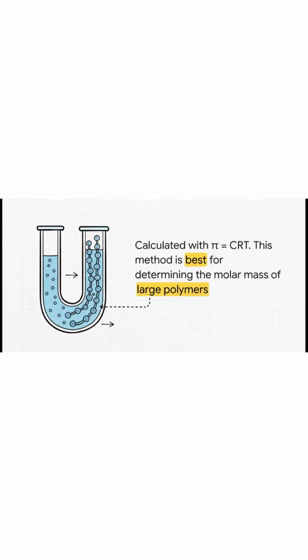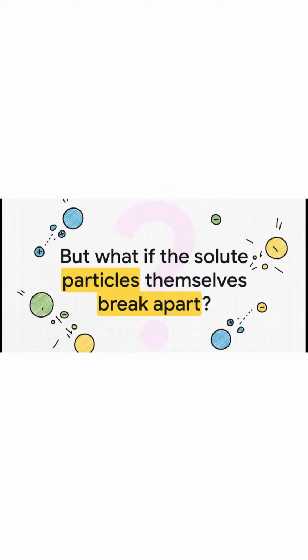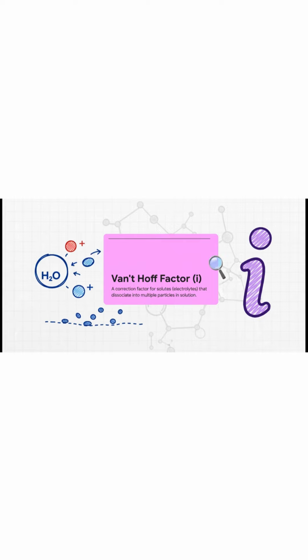Last one, osmotic pressure. This is the force that pulls a solvent across a membrane. It's actually a super clever way scientists can figure out the mass of huge molecules. Okay, but wait, what if the solute particles themselves split apart? For that, we need something called the Van't Hoff factor. We just call it i.